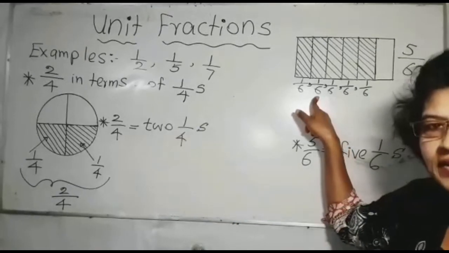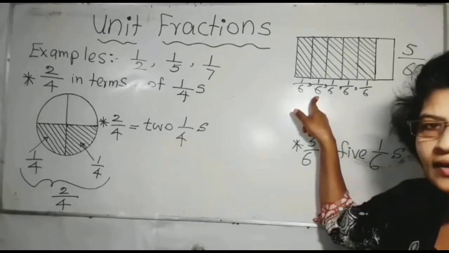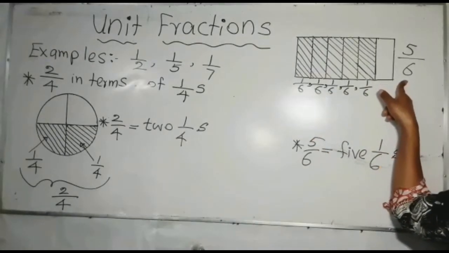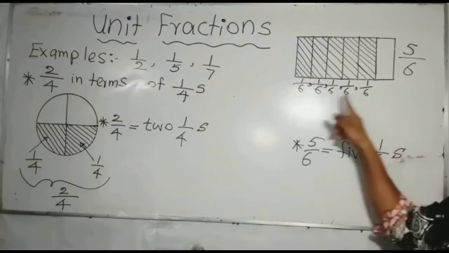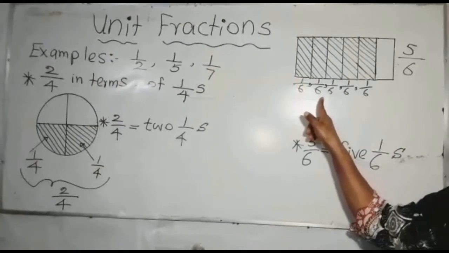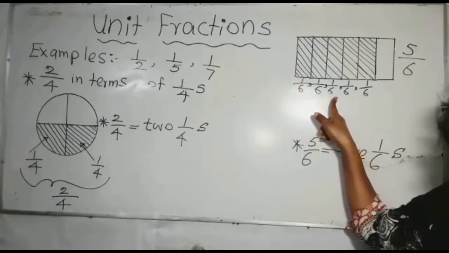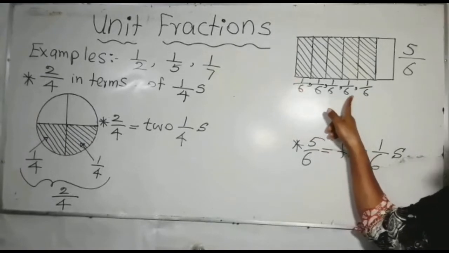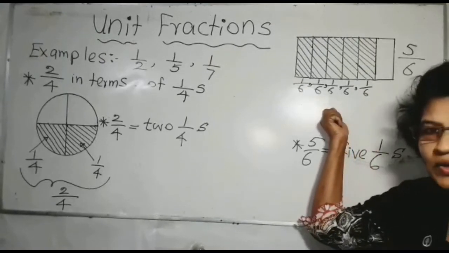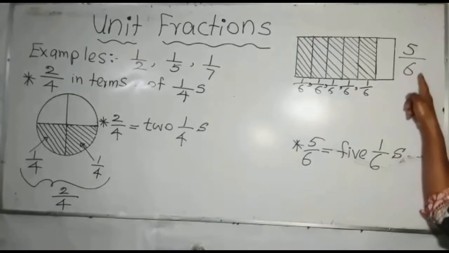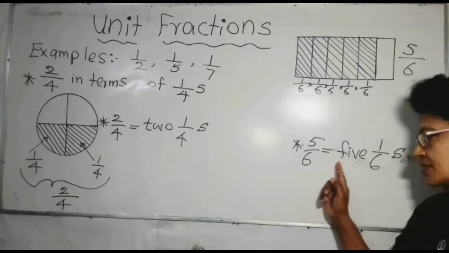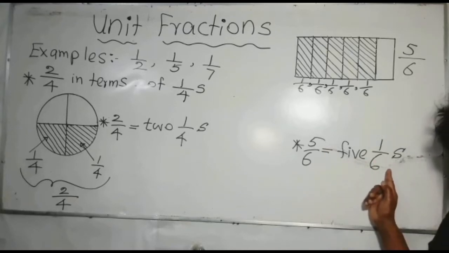This figure is divided into 6 equal parts. 5 are colored. The colored fraction is 5 over 6. Now let's consider these colored fractions separately. This one, color fraction is 1 over 6, 1 over 6, 1 over 6. This one also 1 over 6. And last one also 1 over 6. All together, 5 1 over 6 formed 5 by 6. Now we can see 5 over 6 forms 5 1 by 6.